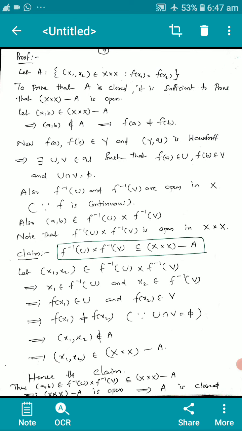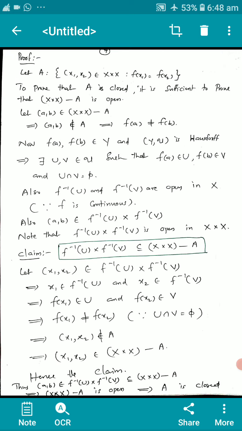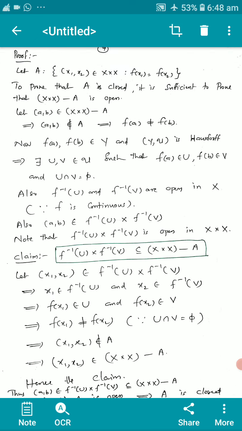Take capital A as that given set, that is the collection of (x1, x2) in X cross X satisfying f of x1 equals f of x2. To prove that A is closed, it is sufficient to prove that X cross X minus A is open. Take an ordered pair (a, b) in X cross X minus A. This implies (a, b) is not in A, which implies f of a is not equal to f of b. That is, you are getting two distinct points.